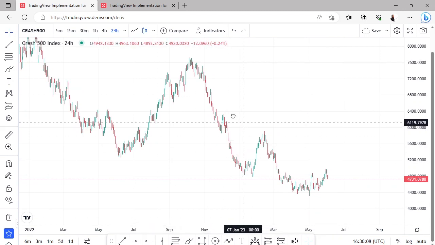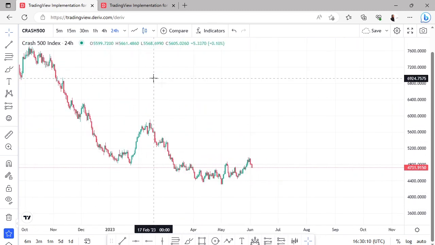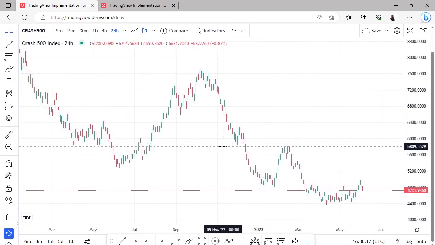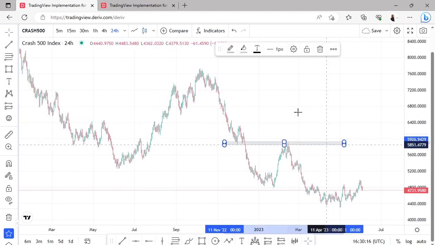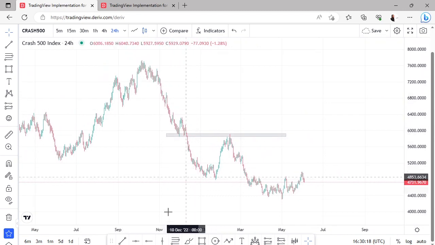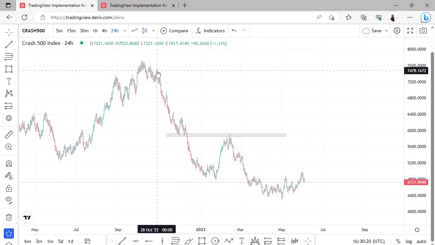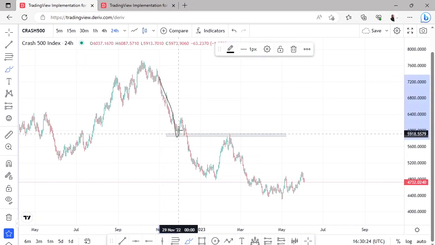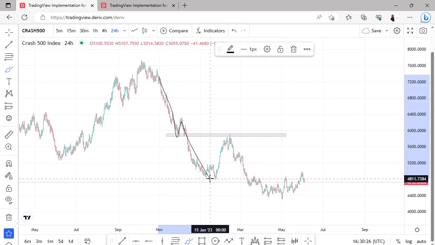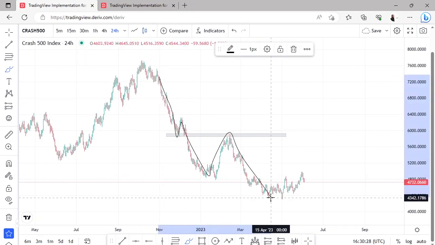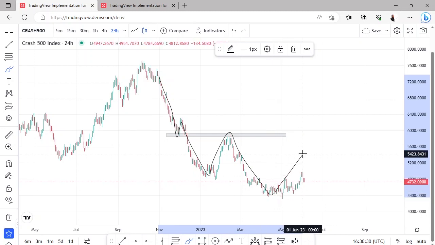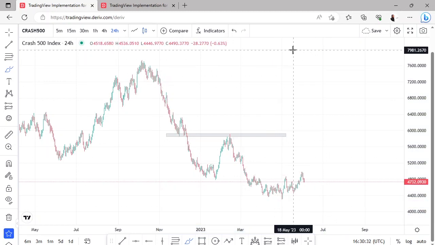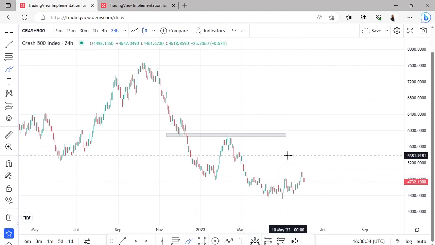So this is crash. On crash, you can see overall we've been in a bearish trend, and we know that we want to sell crash. So this is our trend over here. This is our lower low, lower high, lower low, lower high, lower low. It might come to create what? A lower high, and then shoot down. So we want to sell crash.